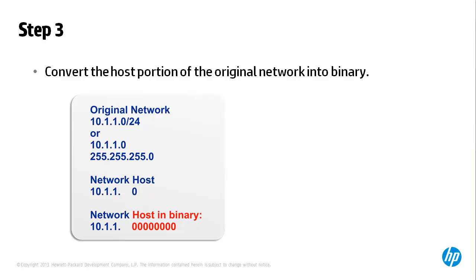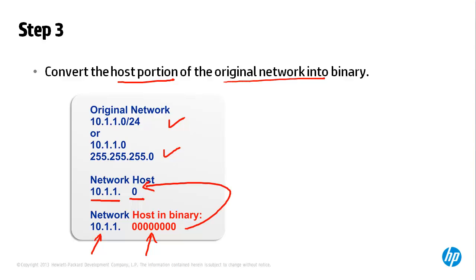In step 3, we're going to convert the host portion of the original network into binary. The network we were allocated was 10.1.1.0/24, which could also be written as 10.1.1.0 with a subnet mask of 255.255.255.0. The network portion of this address is 10.1.1 and the host portion is 0. For speed and efficiency, we're not going to convert the network portion into binary. We're only going to convert the host portion into binary. So 8 binary zeros is the same as decimal 0.